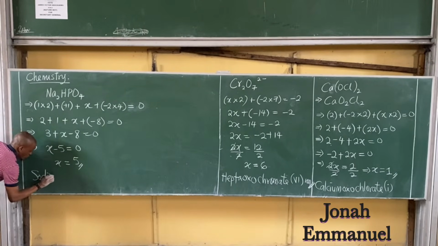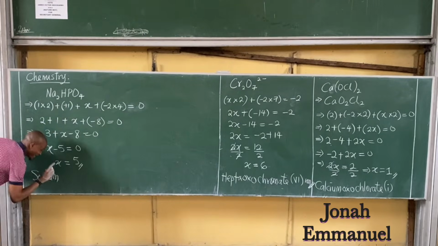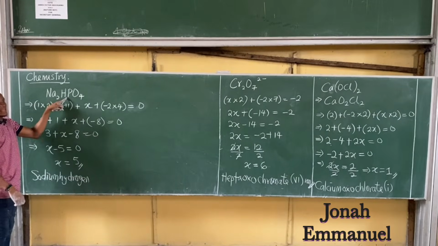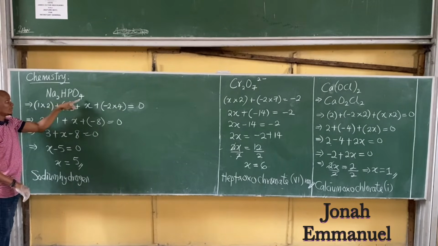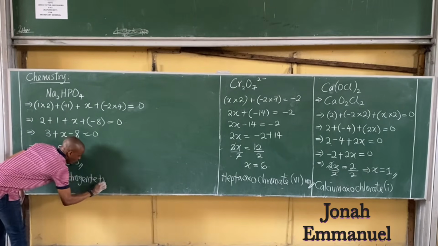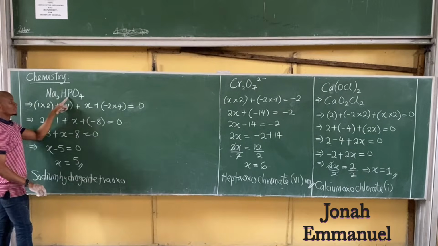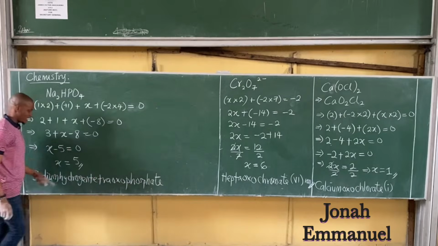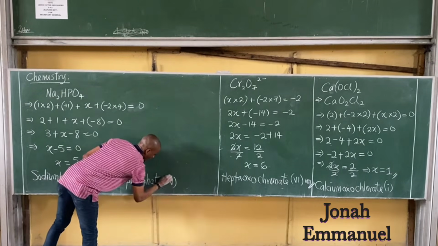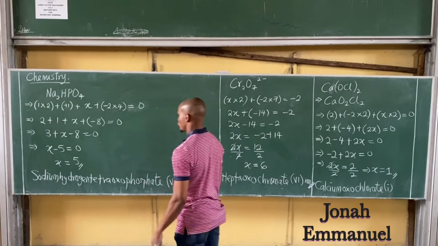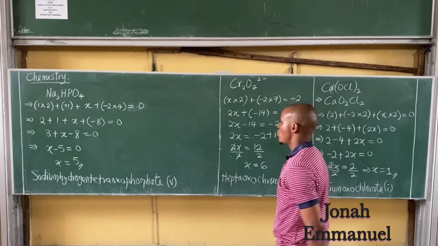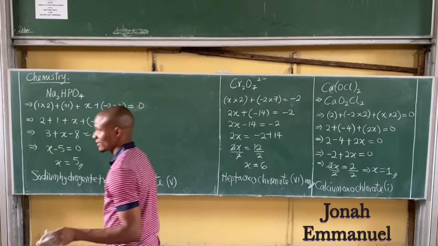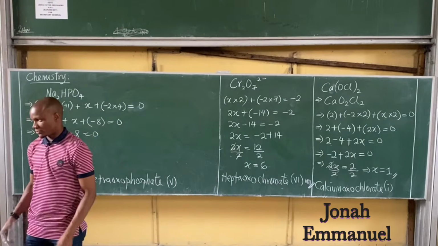So sodium. Next up, hydrogen. Sodium, hydrogen. The oxidized element, leave it for last. Because of now, tetra of what? Phosphate. Phosphate what there? 5. That's what the compound is. Sodium, hydrogen, tetraoxophosphate 5. That's the name of this compound. So we are passing this part now. Done. Let's do something else.